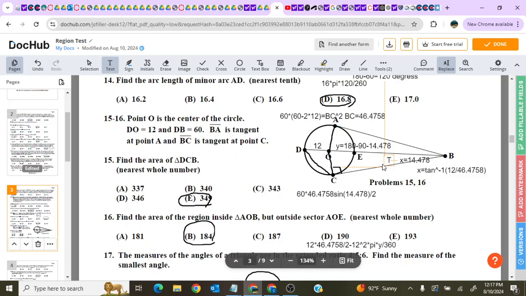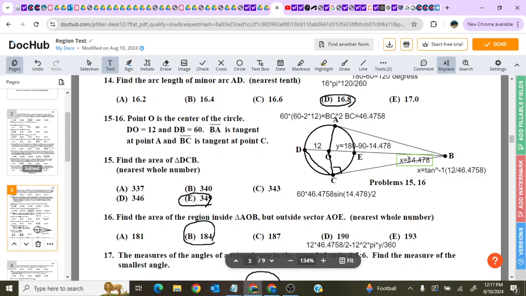Then once you have that, you can figure out this angle right here to help you figure out the area of your triangle. You know this is 12 because it's a radius, and you know this value, which is 46.4758, and you know that this is a right angle because it's tangent to the circle. So now you can do tangent inverse of your opposite over your adjacent to get this angle of 14.478 degrees.